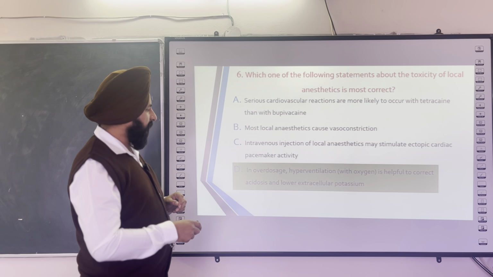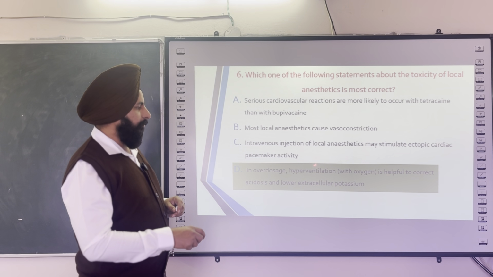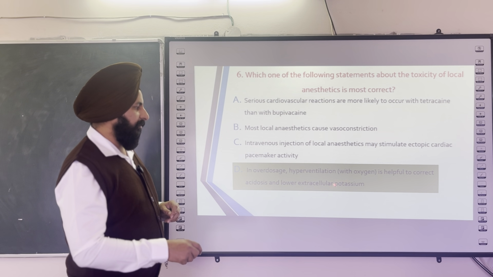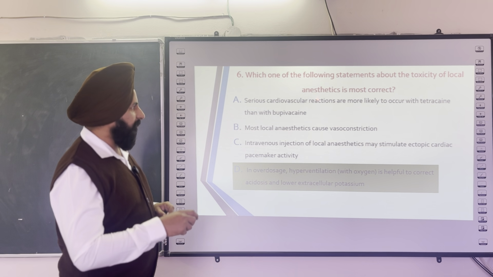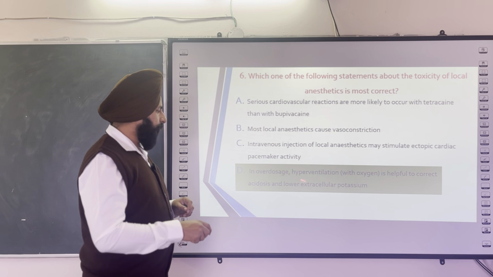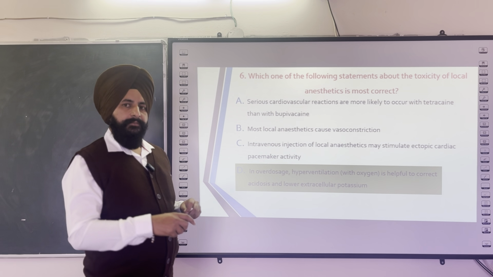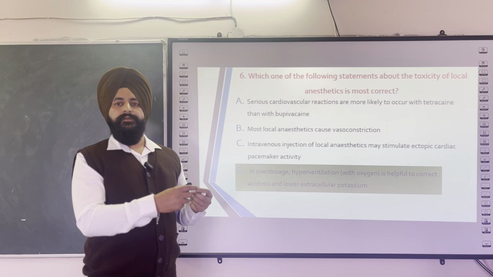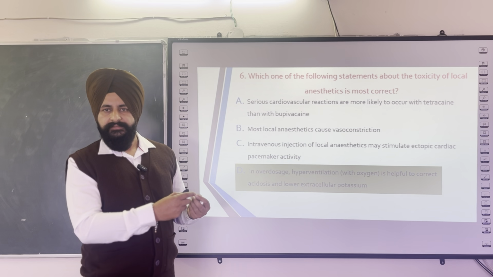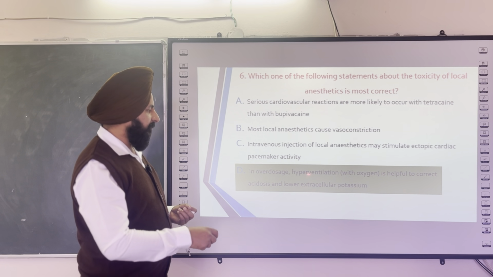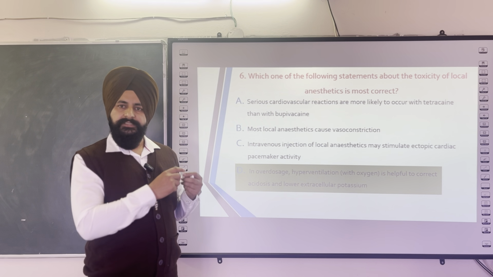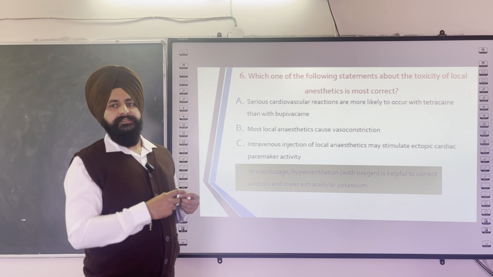The correct option is overdose of local anesthetic causes hyperventilation, which is useful to correct acidosis and lower extracellular potassium. So you know this thing, that local anesthetics, if we use them, are useful to lower the acidosis, because they increase the entrapment of oxygen at that particular area and increase the level of antioxidants. So these local anesthetics lower the extracellular potassium. So the potassium level is lowered by local anesthetics.